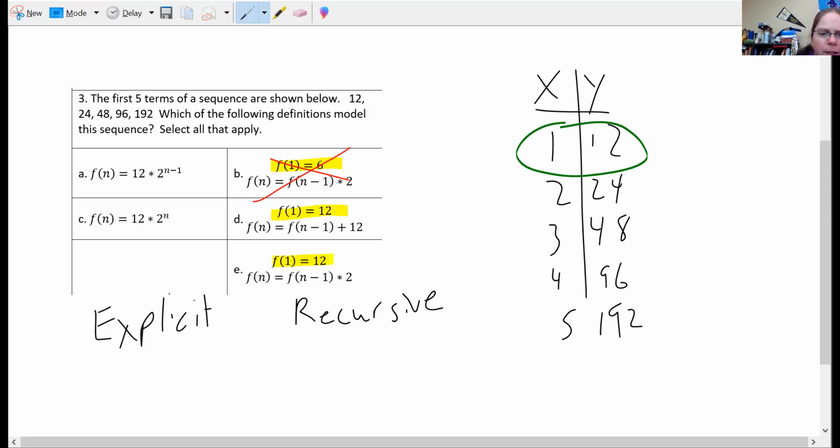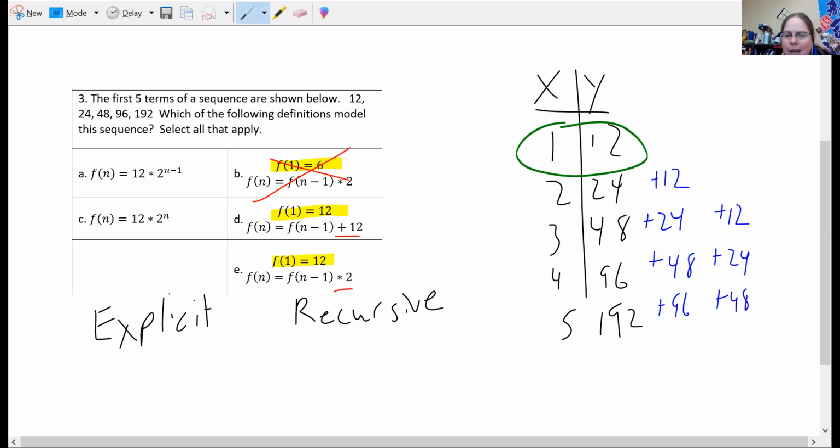Now we look at the differences. Am I adding 12 or multiplying by 2 every single time? So let's see, that first difference is plus 12, and then it's plus 24, and it's plus 48, and then it's plus 96. So first differences are different. Second differences are different as well. So it's not adding, so it's not linear. So I can throw that one out. And that means it is this recursive.